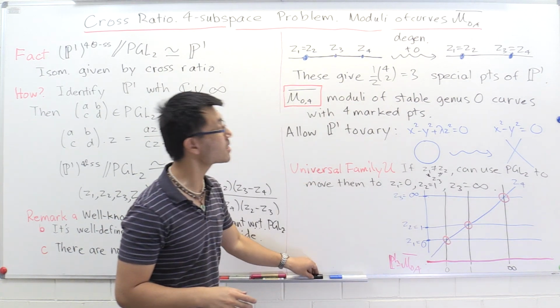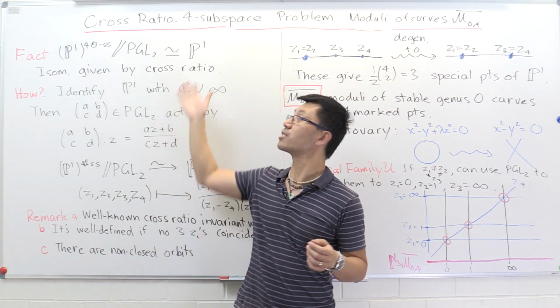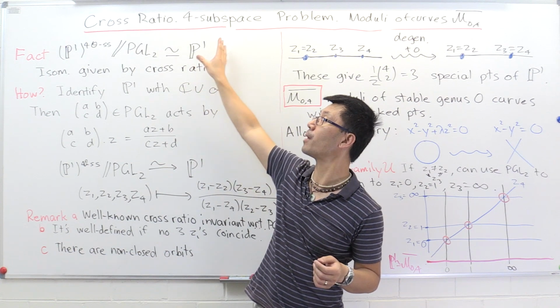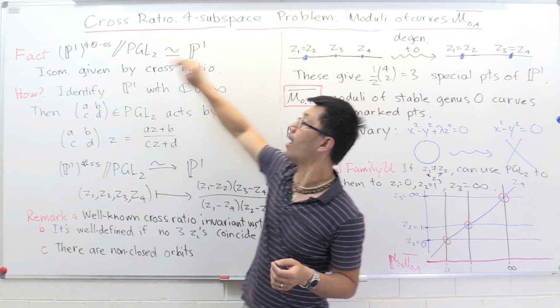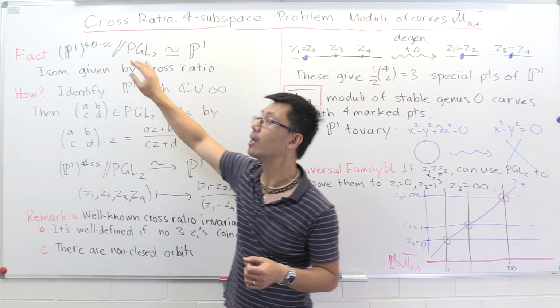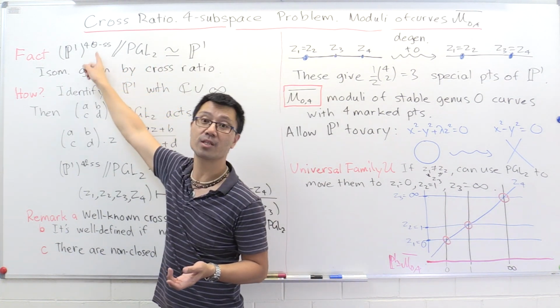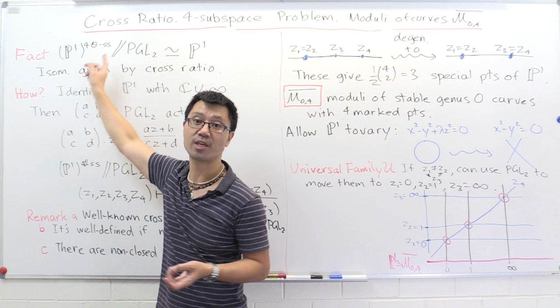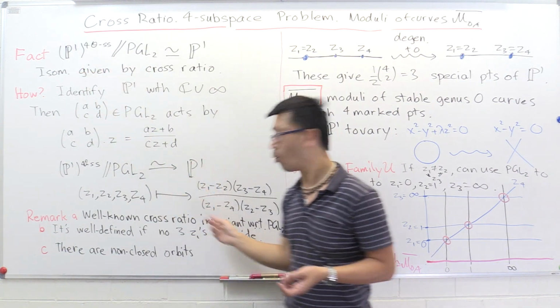So that's how the cross ratio gives you this moduli space of 4 points on P1 up to the change of coordinates on this P1, so up to the PGL2 action. And you have to realize that you have to include this stability condition theta here. So this is well defined.